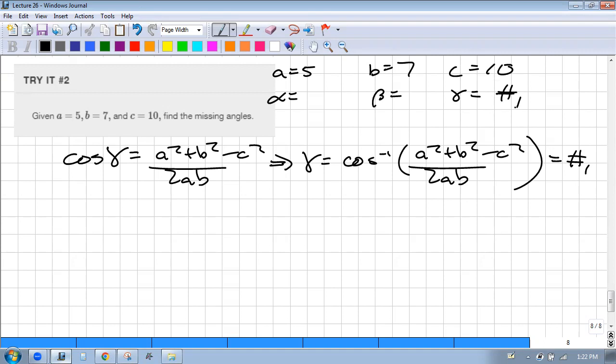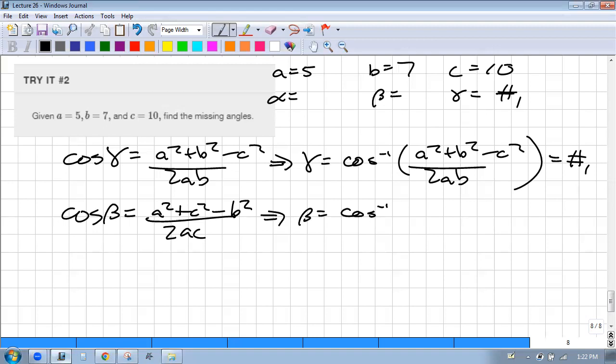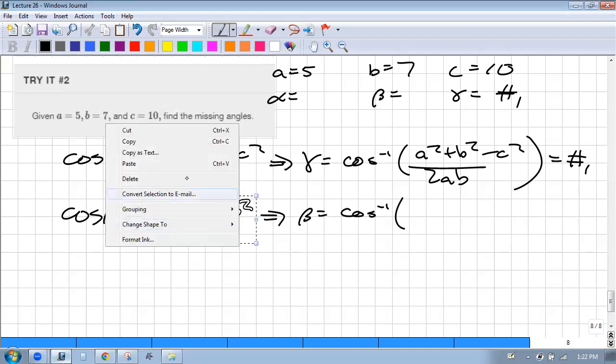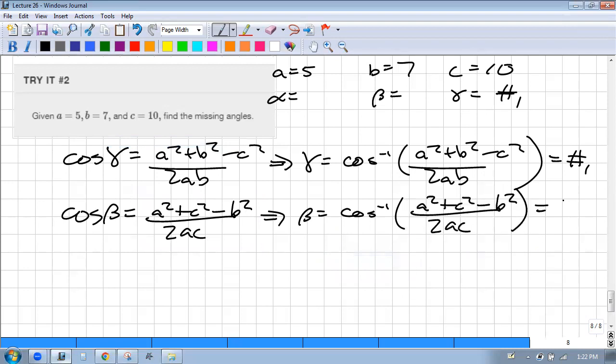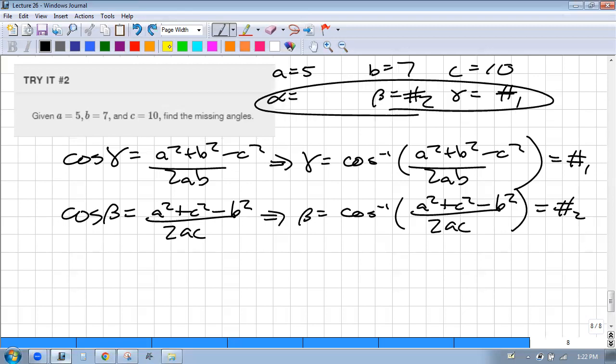If I wanted beta, I could say, well, cosine of beta is a squared plus c squared minus b squared over 2ac. So beta is going to be cosine inverse of this stuff. And I know a, b, and c. So boom, I have that. These add up to 180 degrees. So now I have alpha.